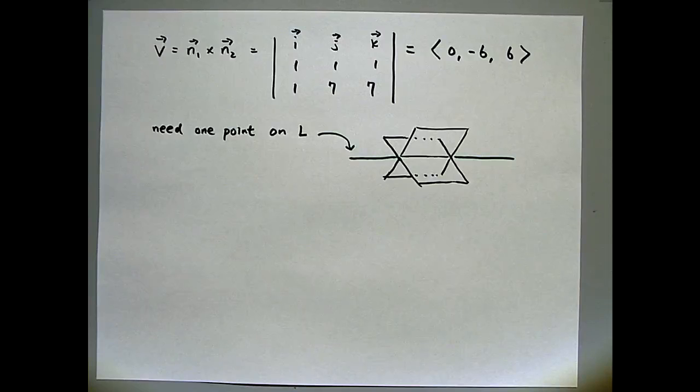Okay, and that's actually going to be a little bit tricky here. Anyone got any idea how we can find that? Just one point on this line. It doesn't have to be any specific point, but just one point. What do you think? Find a point that's on both planes. Yes, that's what we need, but how do we do that? Okay, that's one way to do it. Yeah, that's one way to do it.